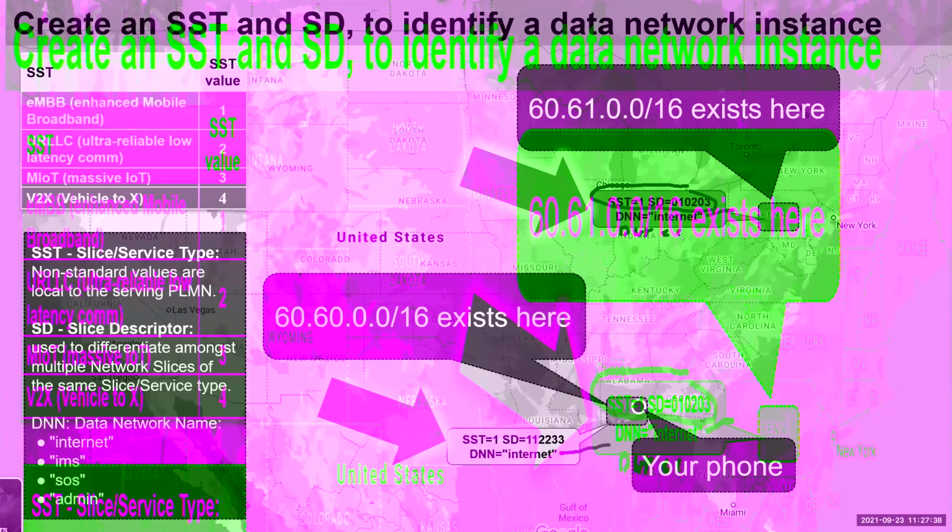Lastly, the admin. This is super important. You may not think so, but let me convince you. Your phone, that little supercomputer you have in your pocket, needs its software updated periodically. You don't want updates to come from untrusted sources. So this deserves to have its own data network name to supply firmware updates to your phone.